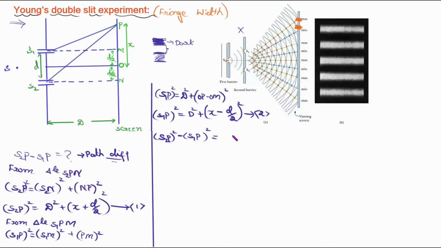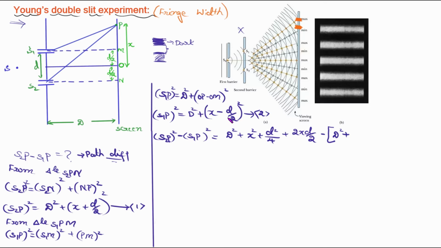First, write the S2P value. S2P whole square, it is D square plus... I'll expand this using the identity A square plus B square. If we expand, what happens? A square plus B square plus 2AB. So X square plus D square by 4 plus 2XD by 2 you will get. Fine. Next, minus, keep this minus outside. S1P square value is here. D square, again expand it.